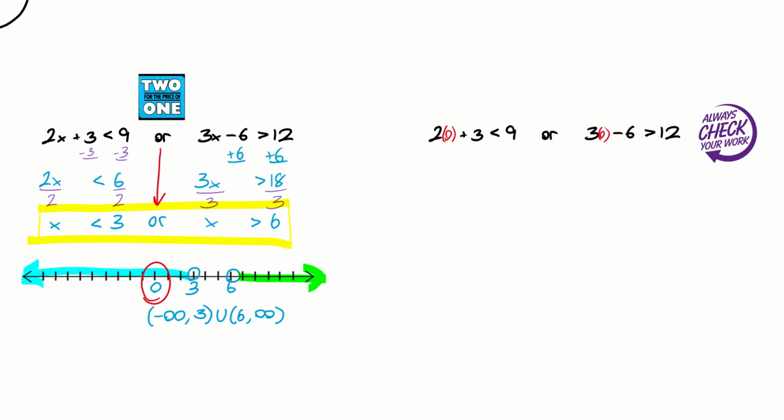Well, 2 times 0 is 0, so we got 3 is less than 9. That checks out. And then we've got negative 6, because 3 times 0 is 0. Negative 6 is greater than 12. See, that doesn't check out. But again, like we were saying earlier, because of that word or, only one of the inequalities has to be true in order for the entire compound inequality to be true. And we see that the left inequality is in fact true, regardless that the right one is not. So we're good. 0 is a solution because it works in only one of the inequalities.